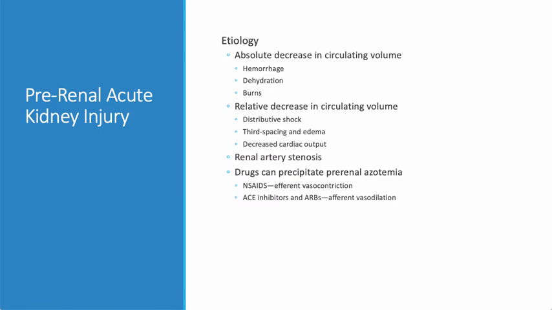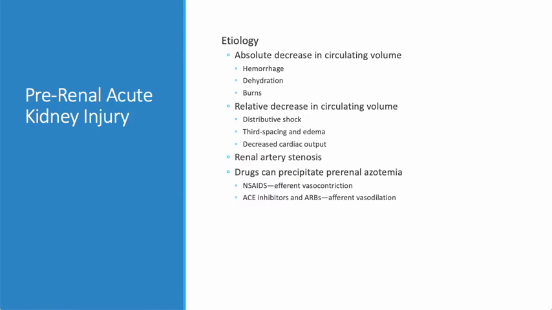It could be burns, right? Because burns cause you to lose a ton of fluid. Remember the Parkland formula and the ridiculous amount of fluid you have to give in a 24-hour period? I mean, it's insane the amount of fluid that these patients get. Well, that's because you lose so much through burn tissue that we have to replace it urgently. So those are 3 major etiologies of prerenal.